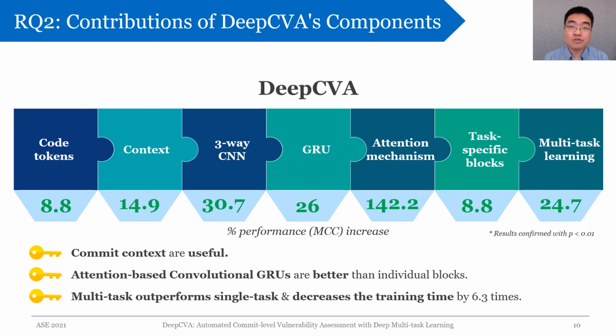Commit context also adds great value to commit level vulnerability assessment compared to using only the changed lines. And again, multitask learning doesn't only improve the performance as in research question 1, but it also increases the efficiency more than 6 times compared to single task models.